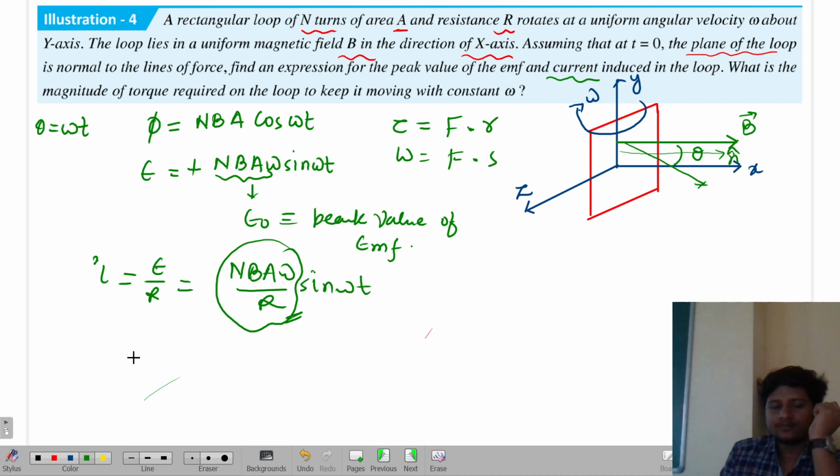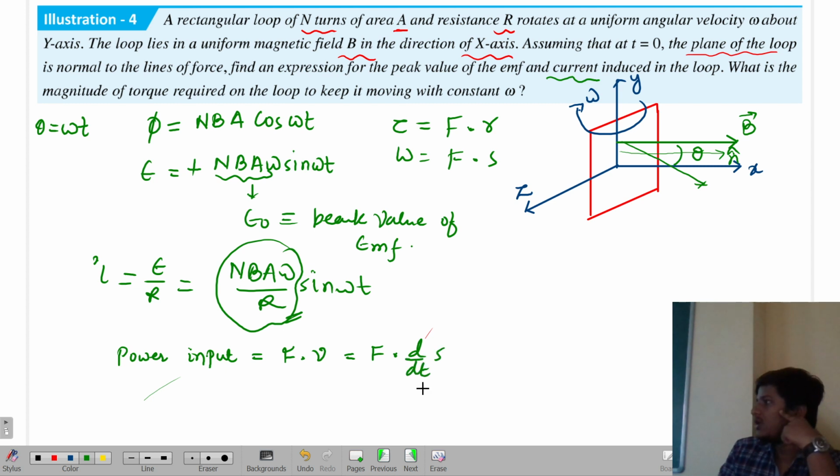Look over here. We know that power input is equal to force dot velocity, or not? Tell me yes or no. So this velocity has come how? It has come by d by dt of displacement s, or not? But if it starts to rotate with angular velocity omega, this displacement will change into angle theta, or not? Yes.